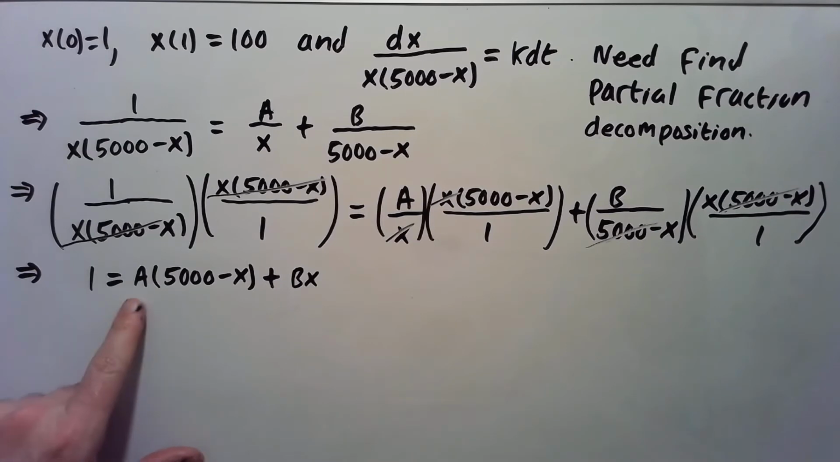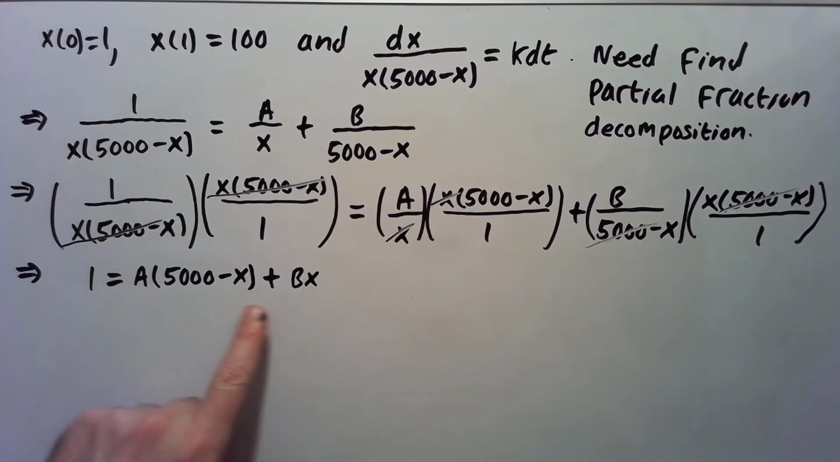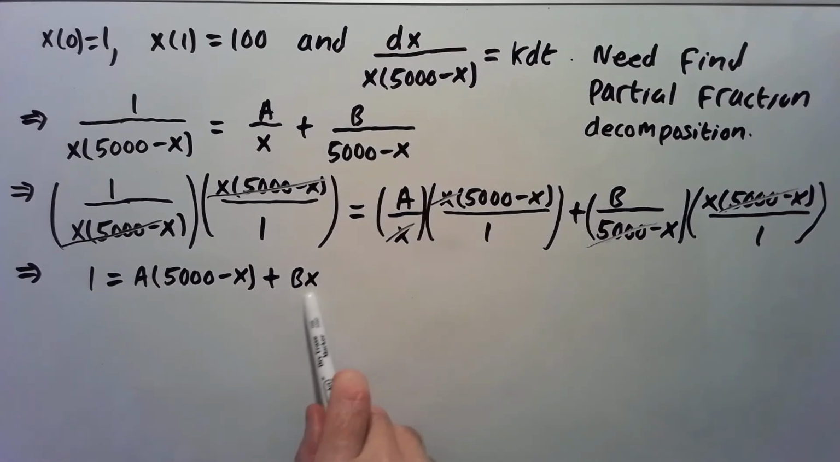1 equals a times 5,000 minus x plus bx. So we can choose x now to be any value we want. So let's first choose x to be 0. Choosing x to be 0 here, we can find a.